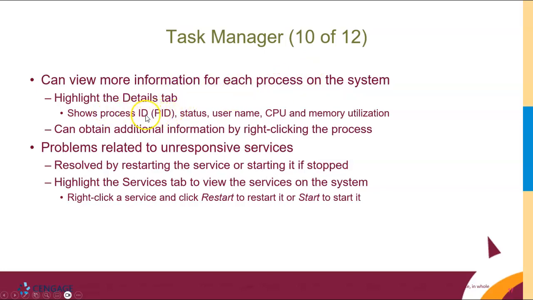You can view more information for each process on the system by going to the Details tab. That'll give you the process ID, status, username, CPU, and memory utilization. And then you can obtain additional information by right-clicking the process. That's the easiest way to look at it.